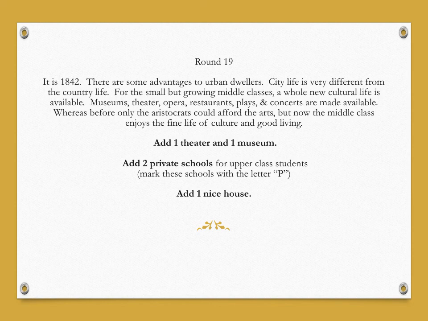Add 2 private schools, private means you pay tuition, for the upper class students. Mark these schools with the letter P, and add 1 nice house. So we're developing a middle class. We're developing a group of people who aren't rich, but they aren't poor. So we need entertainment and schools for them. Pause the video until you're ready to move on.